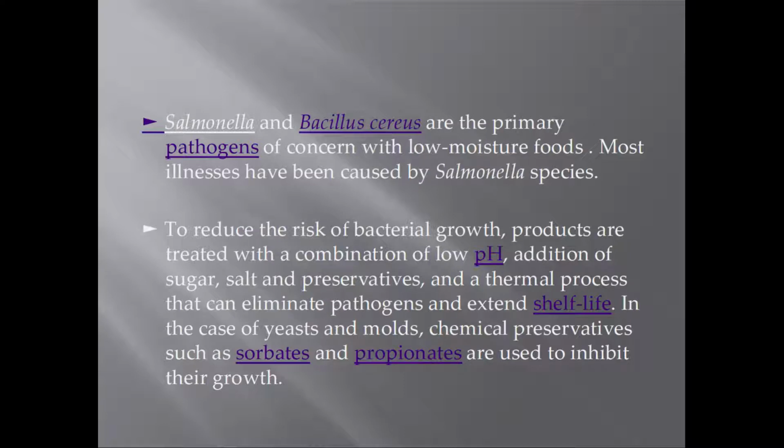Salmonella and Bacillus species are primary pathogens of concern with low moisture foods. Most illnesses have been caused by Salmonella species. To reduce the risk of bacterial growth, products are treated with a combination of low pH, addition of sugar, salt, and preservative, and a thermal process that can eliminate pathogens and extend shelf life. In the case of yeast and molds, chemical preservatives such as sorbates and propionates are used to inhibit their growth.